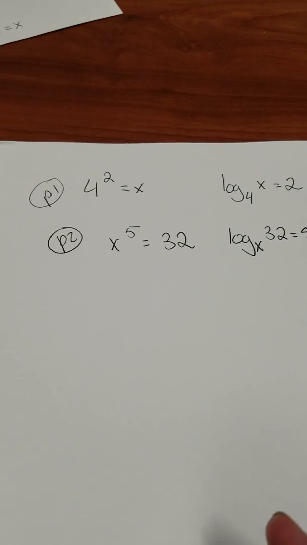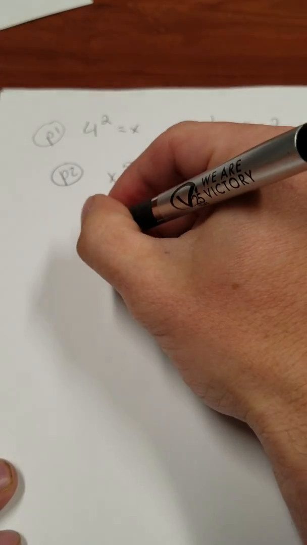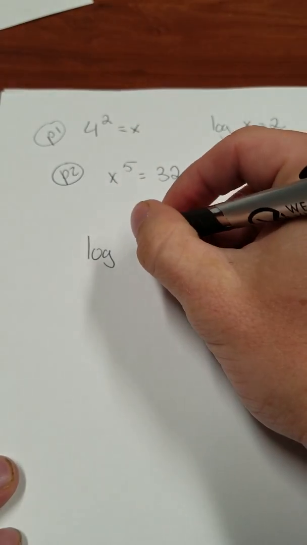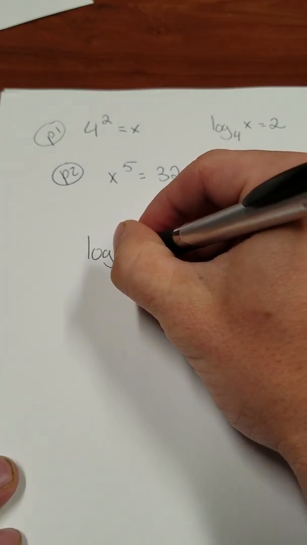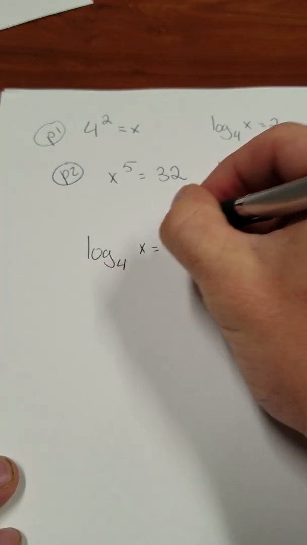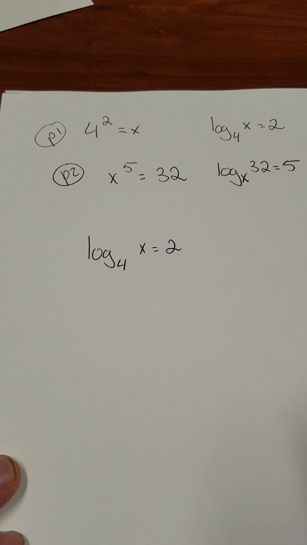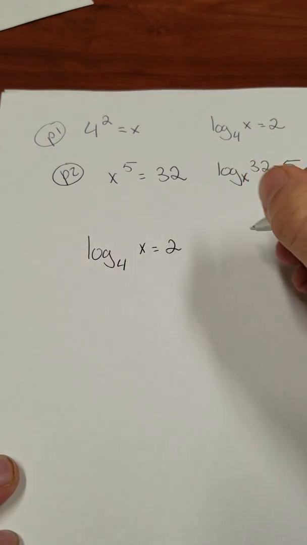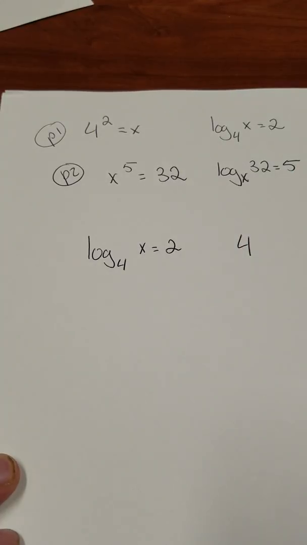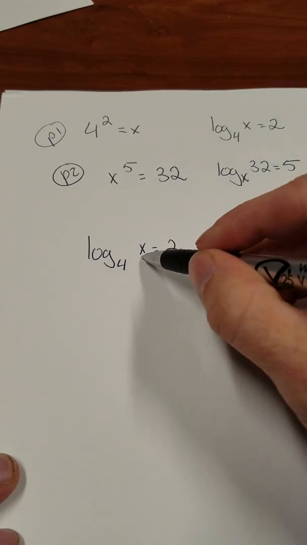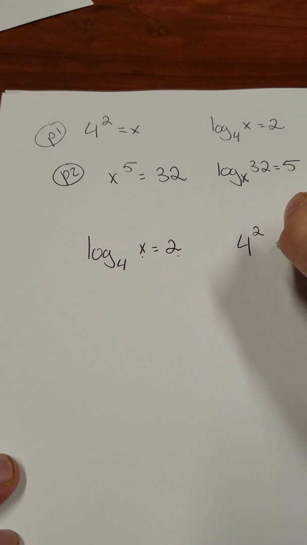All right, now let's go the other way. So let's say we have log base 4 of x equals 2. So we're asked to rewrite that as an exponential. The base stays the same, so the base is going to be 4. Can't use two things from the same side, so that means I can't use the x, so I have to use the 2 equals x.